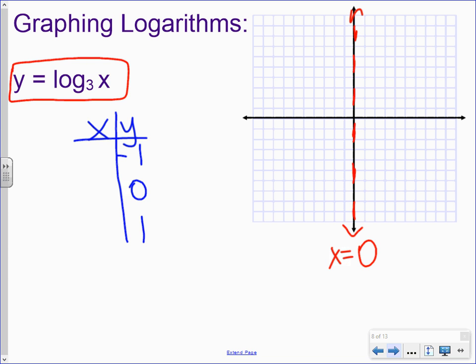Since they're in the y column, you're plugging them in for the y's. Okay? So, negative 1 equals log base 3 of x. What's our x value if we plug negative 1 in for y? 1/3, because base 3 to the negative 1 equals x. This is 1/3.